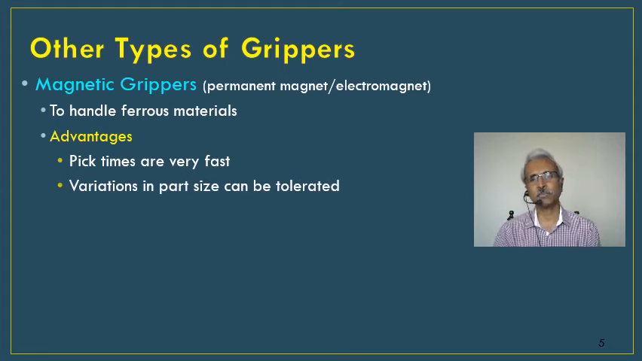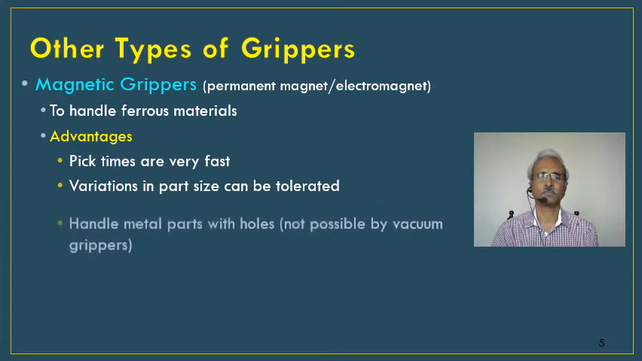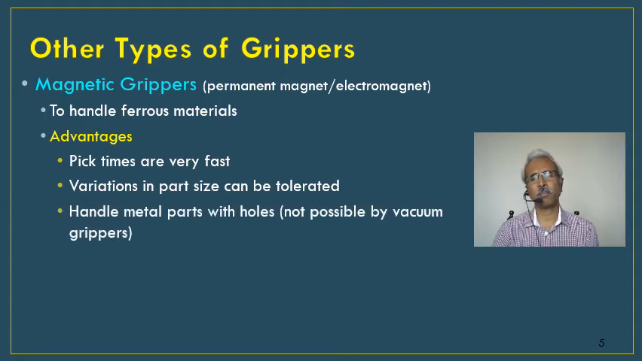And the next is variation in part size can be tolerated or rather accommodated. As I told you, when there is a design change, the size or shape may change, and when you have a magnetic gripper, I need not worry about those changes. It will very much get accommodated. And then, handle metal parts with holes, which is not possible by vacuum grippers. Again, when we were talking about vacuum grippers, we said large flat metal sheets can be picked comfortably and conveniently using a vacuum gripper. What if those metal sheets have a hole? Obviously the vacuum gripper cannot be used, and in such situations definitely a magnetic gripper will be of much use.